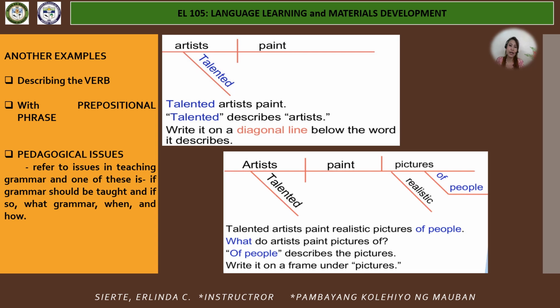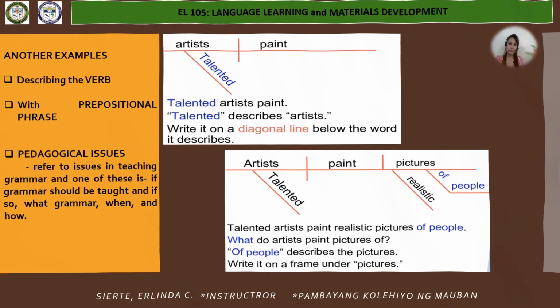Okay, so what is the artist doing? Or what kind of artist are we talking about? Okay, of people describes the pictures. Write it on a frame under pictures, so it looks like that. Talented artists paint realistic pictures of people.